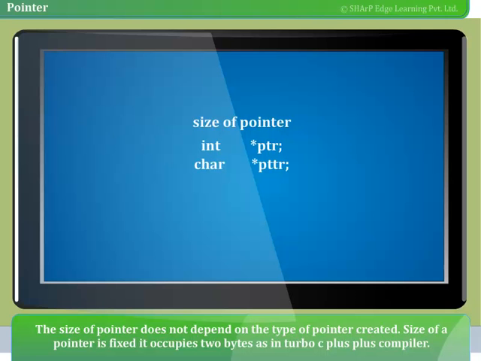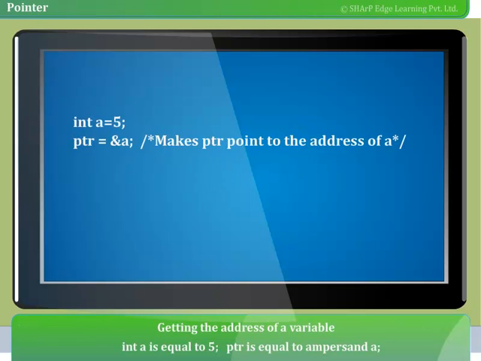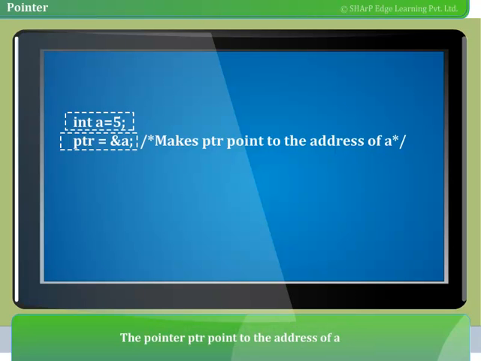Size of pointer. The size of a pointer does not depend on the type of pointer created. The size of a pointer is fixed and it occupies 2 bytes, as in the Turbo C++ compiler. Here, the integer type pointer ptr and the character type pointer pttr both occupy 2 bytes each in memory. Getting the address of a variable: int a = 5, ptr = &a. The pointer ptr points to the address of a.